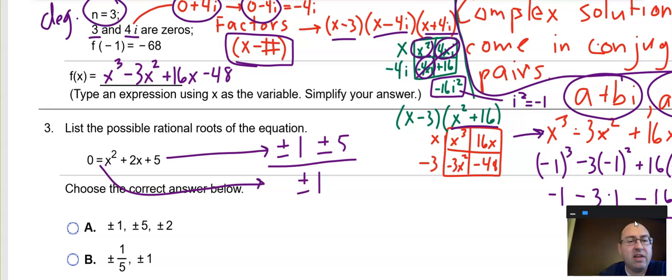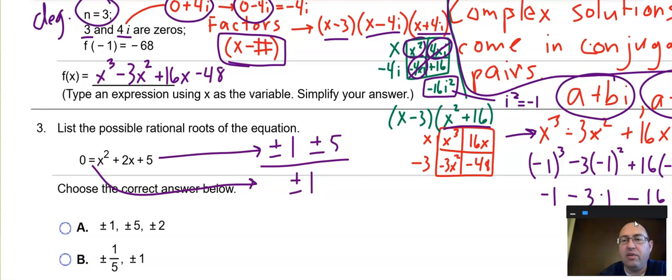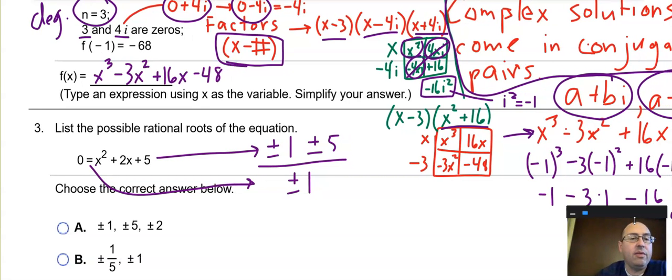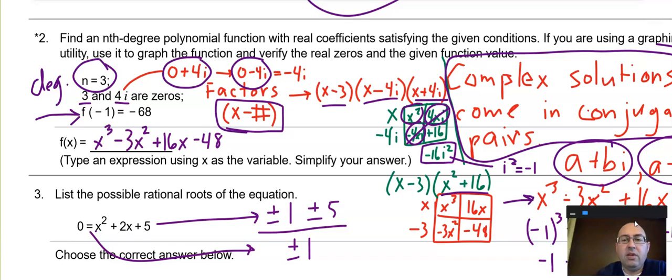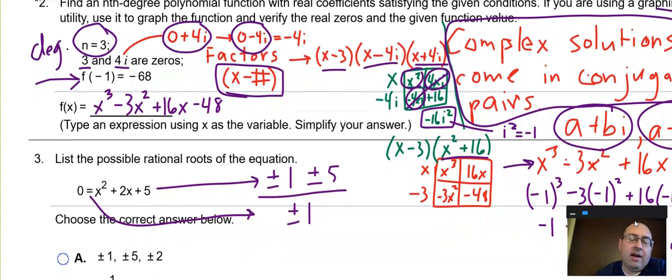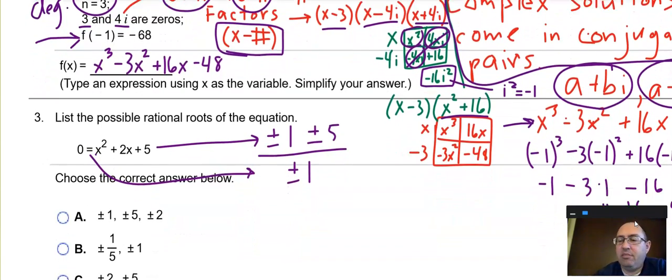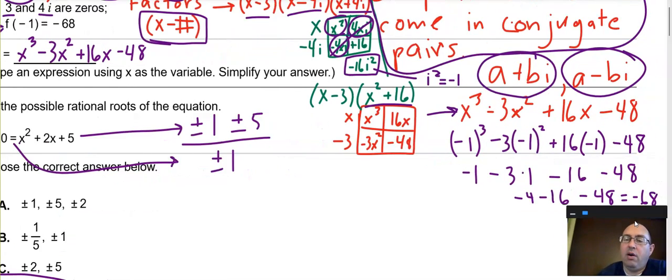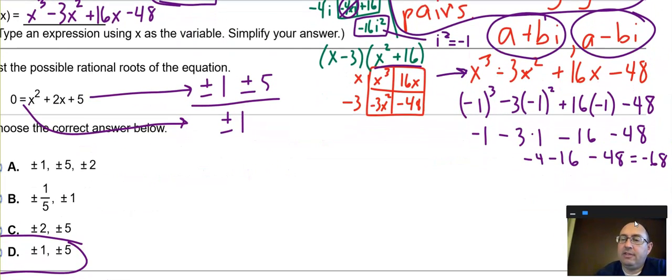Now, they gave me one last detail on this particular problem, which I didn't know if it would make a difference, and it ended up not making a difference, but it could have. They said f of negative 1 equals negative 68. So they could have changed that to something like negative 34, which would have made me alter this problem by adding a multiplier across the whole thing. But they didn't do that.